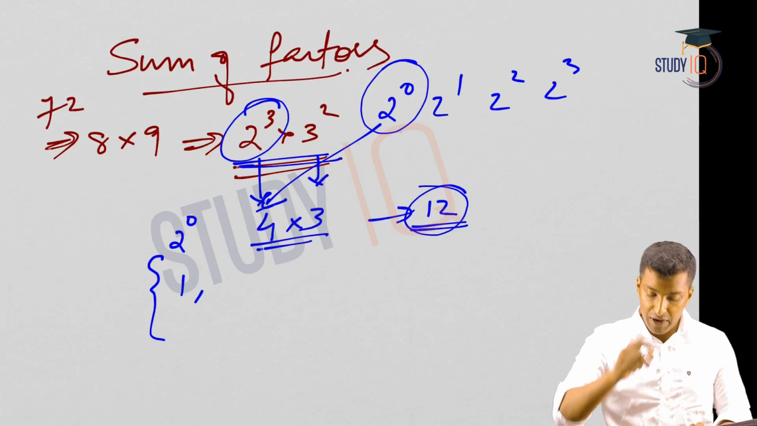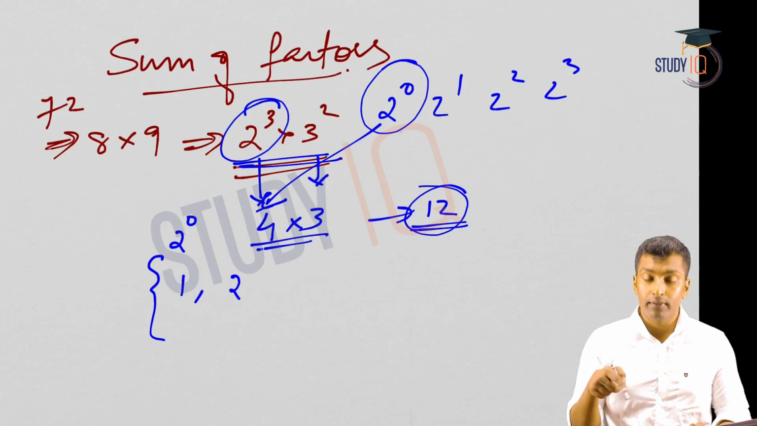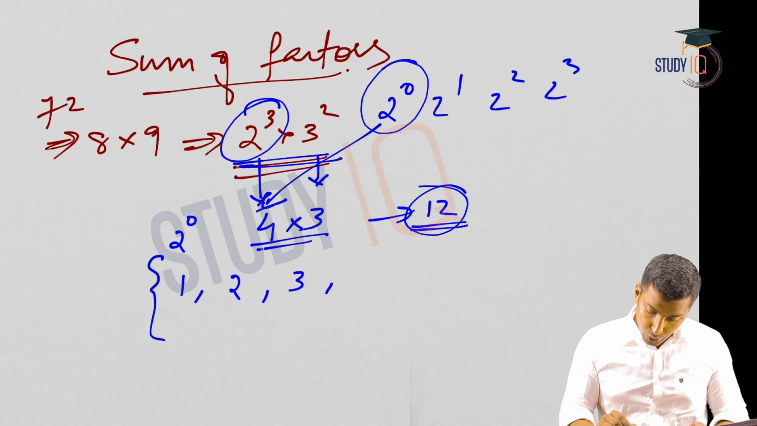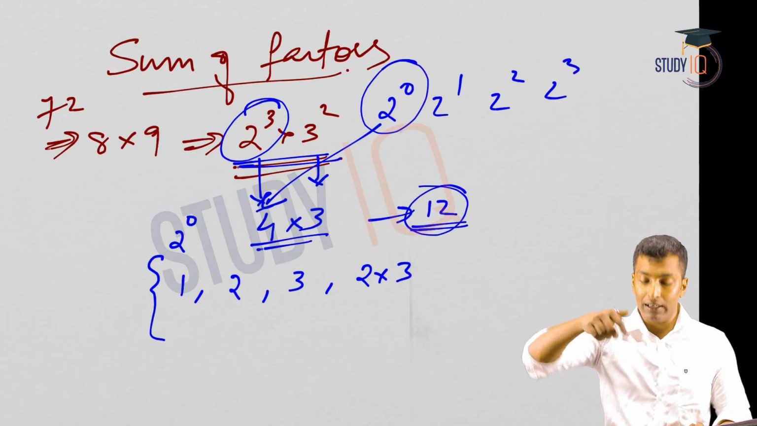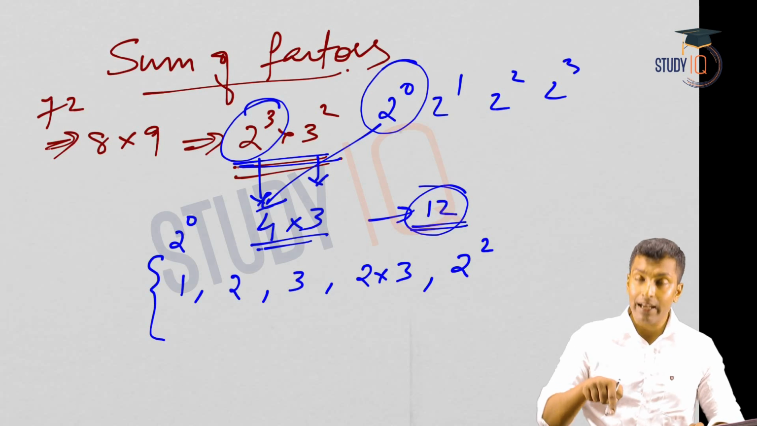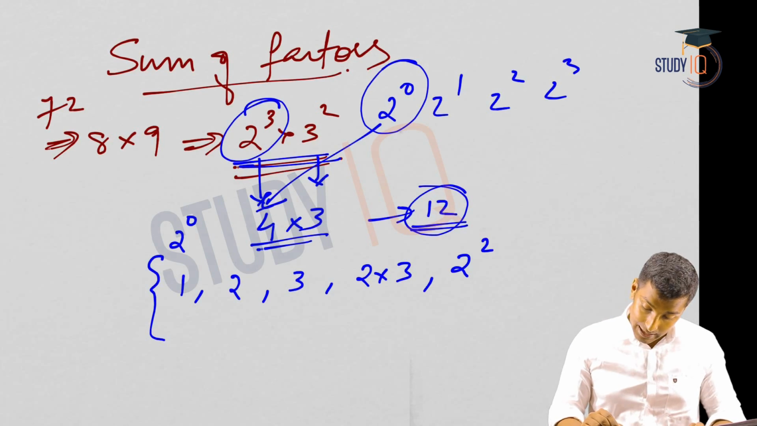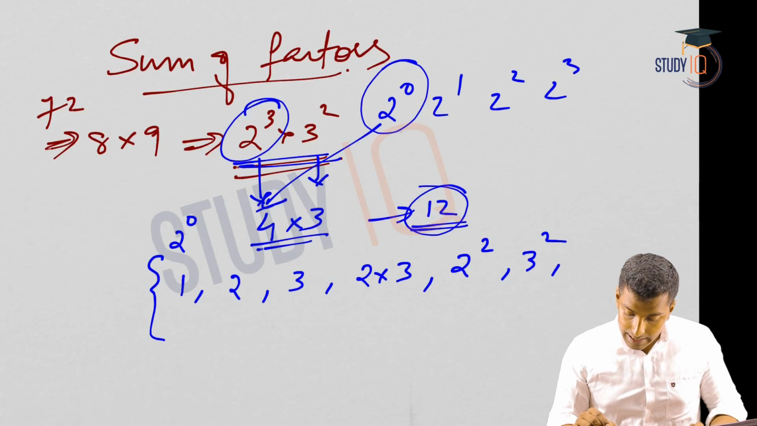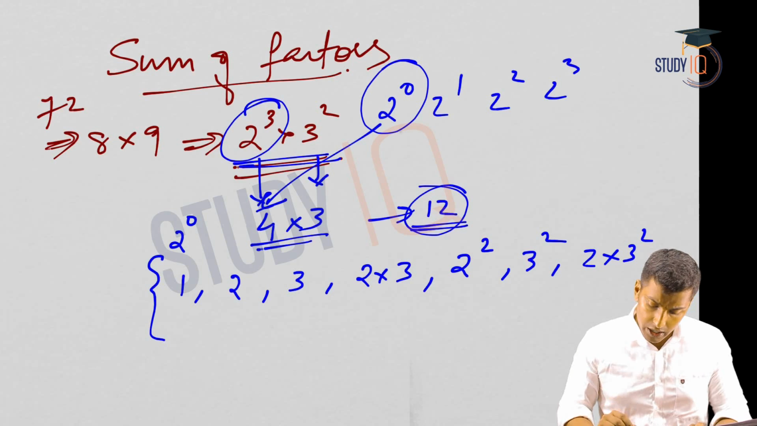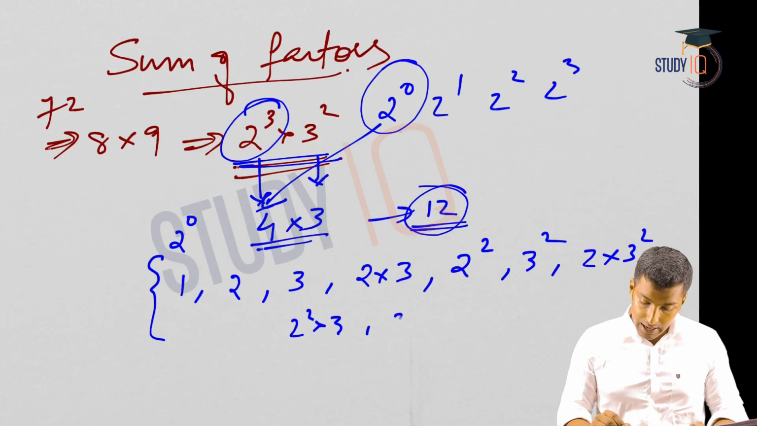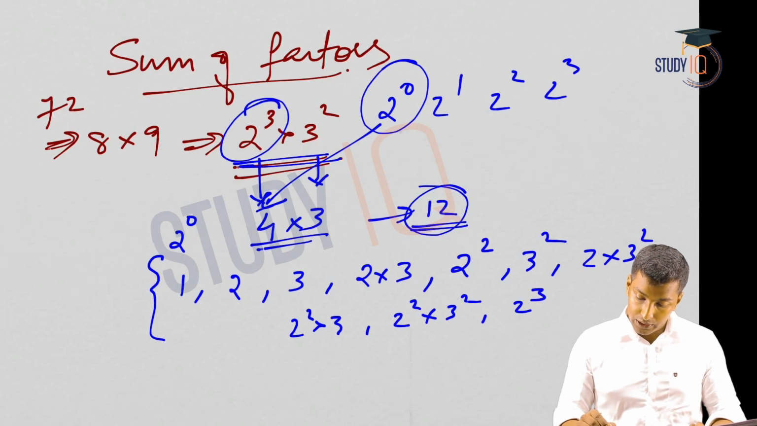So 1 is a factor. Then I select 2. That is a factor. You can go for 3. That is a factor. Then 2 into 3, if you take 1, 2 and 1, 3, that is a factor. Then if you decide to take 2 square, that is a factor, 2 times 2. You can take 3 square also, that is a factor. Then what you can do is, you can take like this 2 into 3 square, or you can take 2 square into 3. Okay, then you can take 2 square into 3 square, then 2 cube into 3.